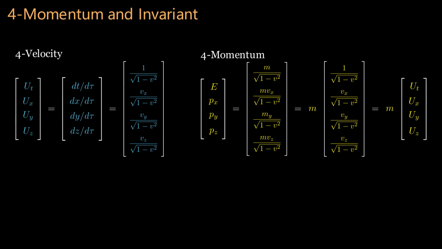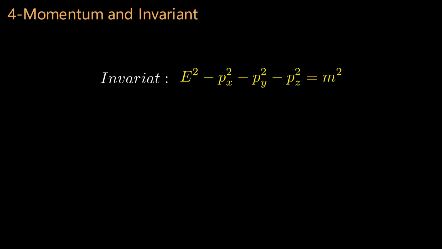We've also mentioned before that the difference between the squares of the time and spatial components of a four vector is an invariant. The invariant corresponding to four velocity is 1. So what is the invariant for four momentum? With a simple derivation, we find that the invariant corresponding to the difference between the square of energy and the square of momentum is the square of mass. We need to carefully understand this formula because it's a fundamental equation in relativity.